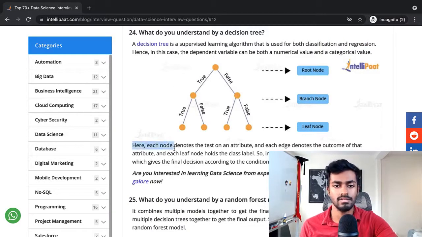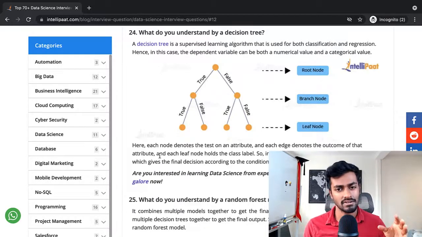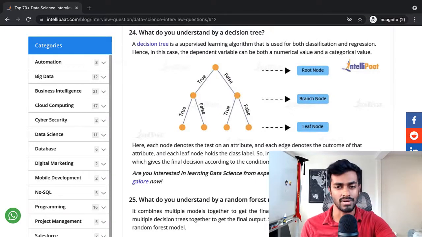And here the nodes denote the test on an attribute and each edge denotes the outcome of that attribute and each leaf node holds the class label. A little hard to understand the English here, but I get what they're going for. Overall, a decent explanation, but I would try to rephrase this last part.